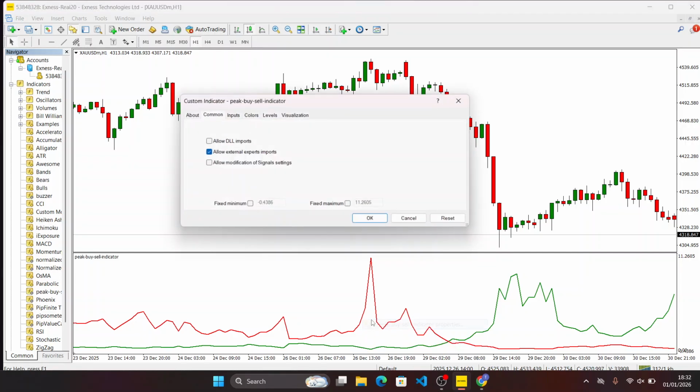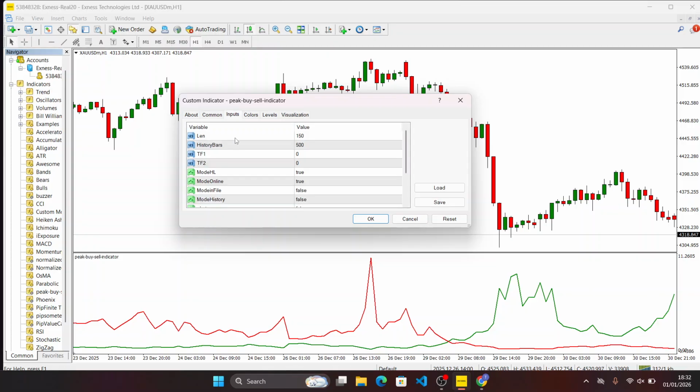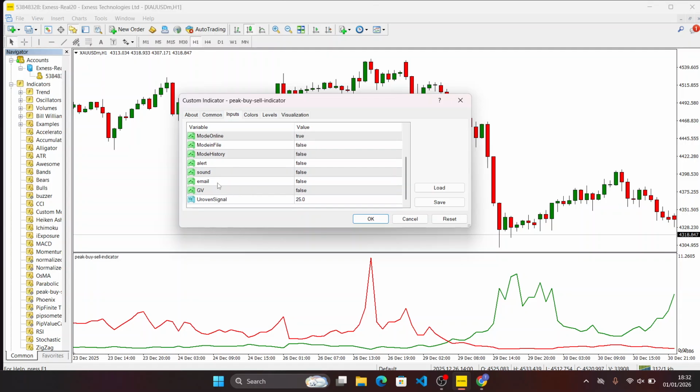Its settings include its length or period, its historical bars or history bars, its first time frame, and the second time frame for confirmation or comparison, its local mode, which uses data stored on your local device, the online mode, the mode in file, and the history mode.